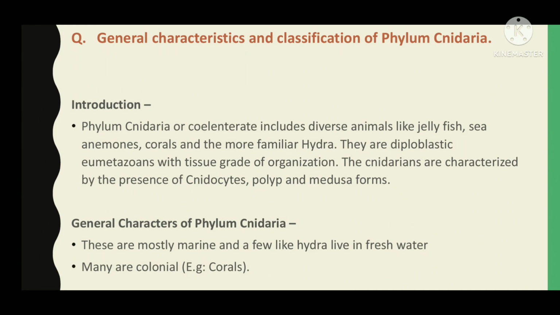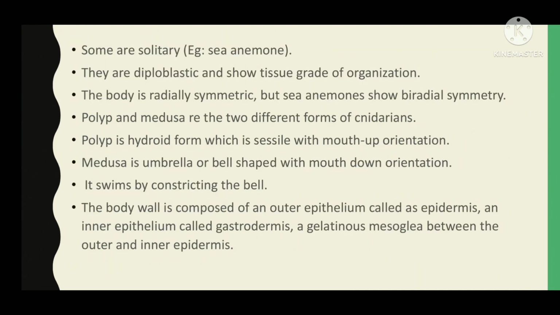Then general characteristics of phylum Cnidaria. So these are mostly marine and few like Hydra live in fresh water. Many are colonial, example corals, some are solitary, for example, sea anemone. They are diploblastic and show tissue grade of organization. The body is radially symmetric, but sea anemones show biradial symmetry.